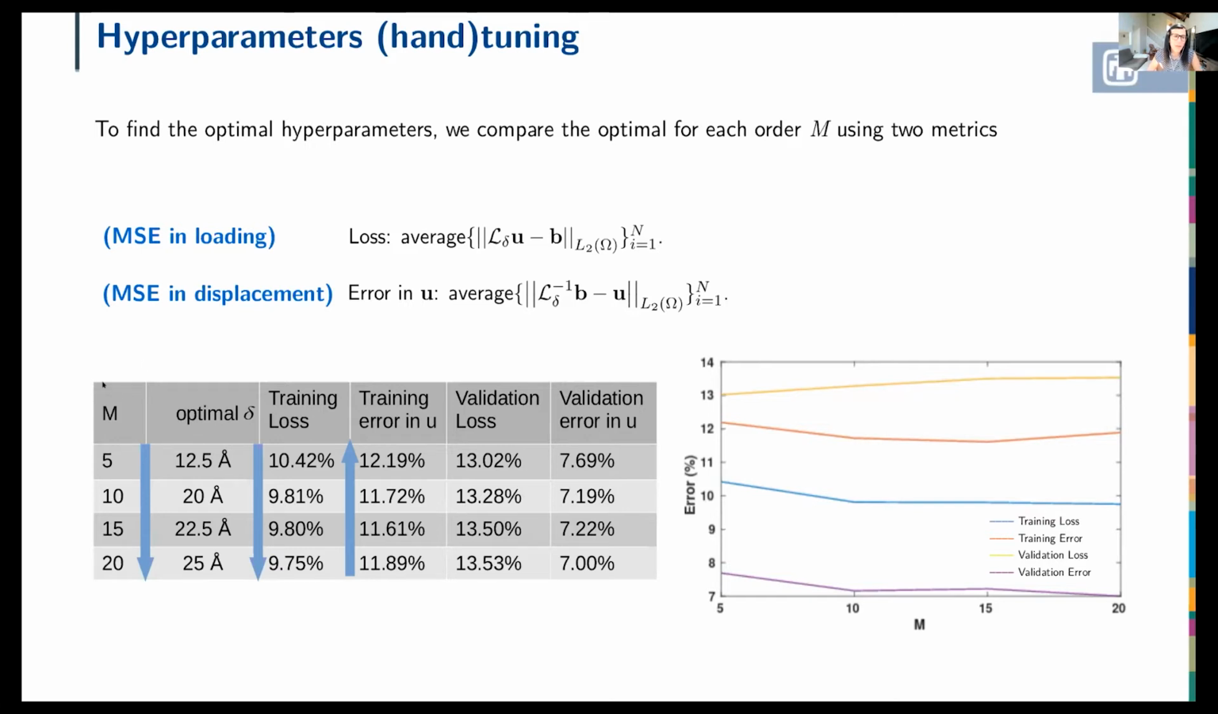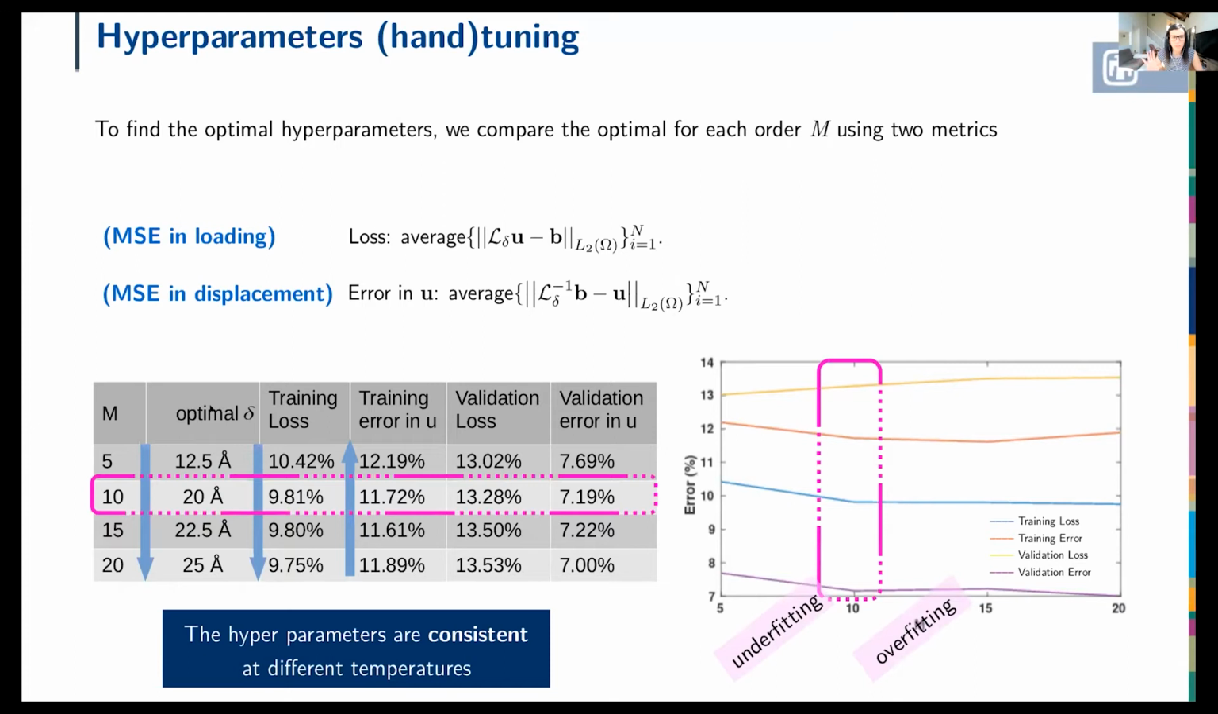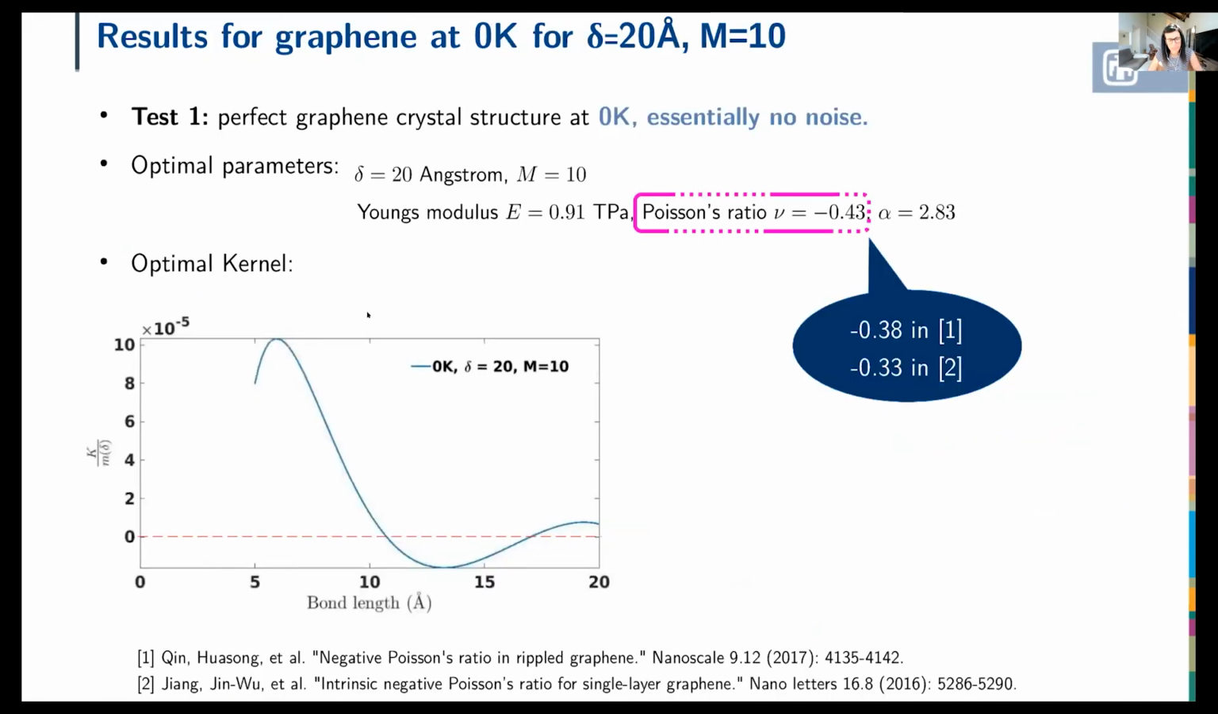We don't have an optimal way of choosing the number of basis functions and the delta, so the extent of the non-locality. What we're doing for now is performing some simulations and seeing what's a good combination of these parameters to prevent underfitting and overfitting, and we do it by looking at the loss over the training set, the loss over the validation set, and the relative error in the displacement. And so we pick some optimal parameters. We do simulations and testing both at zero temperature and at a higher temperature, 300 Kelvin.